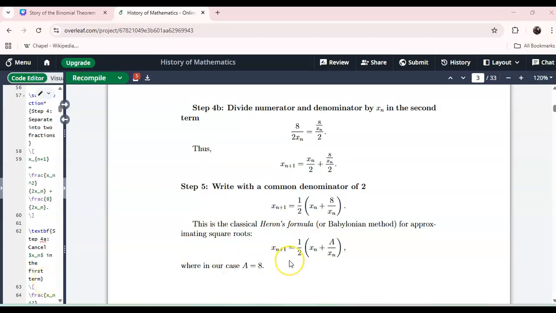And who was Heron, by the way? Heron of Alexandria was a Greek mathematician and engineer. He was famous for his works on geometry and mechanics. He described this square root approximation method in his writings, which is why it is now called Heron's formula.